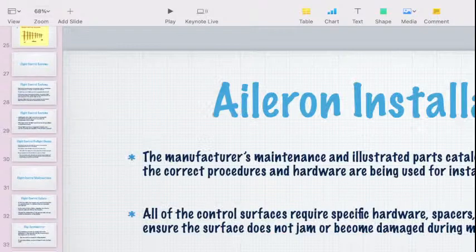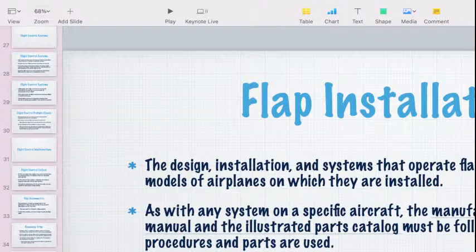And talking a little bit about aircraft assembly, we have some information about aileron installation. I'll let you read through that. This is a brief description of kind of installation, some balancing, and kind of what the maintenance manual will tell you. Same thing for our flap. If you have a flap installation, remember our flaps are a secondary flight control.